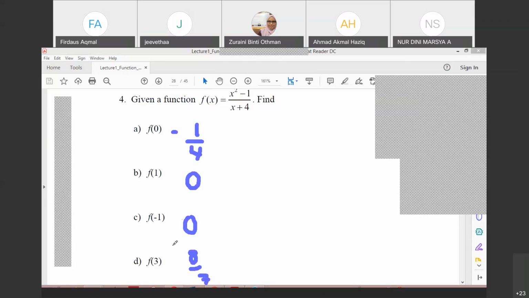Saya go through satu-satu ni kenapa tau? Sebab ada kawan nak minta skema. Baik, kita tulis je, nanti you look at the recorded video, ni jawapan dia. Okay, then you can check your answer.